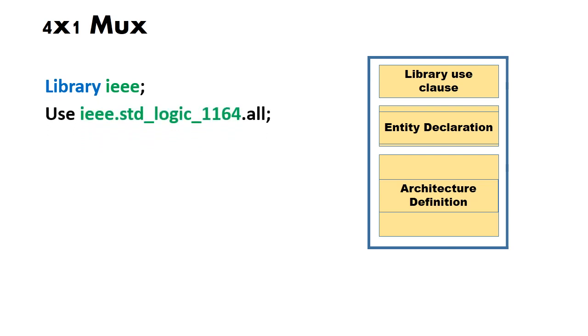Now I am going to explain the VHDL coding for 4-in-1 multiplexer. VHDL code has 3 parts: the library use clause, entity declarations, and architecture body. VHDL library allows you to store commonly used packages that you can use in your files. The standard library packages are library IEEE, use IEEE.std_logic_1164.all.